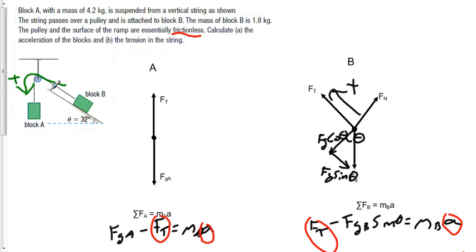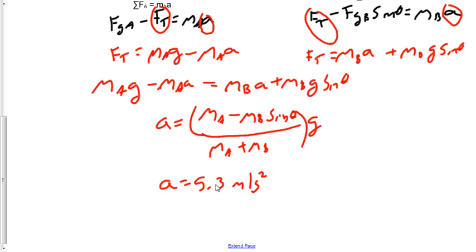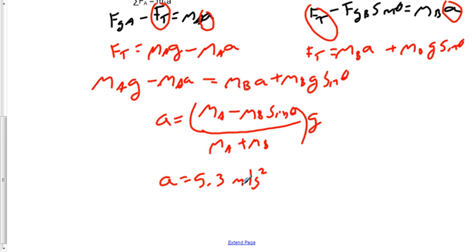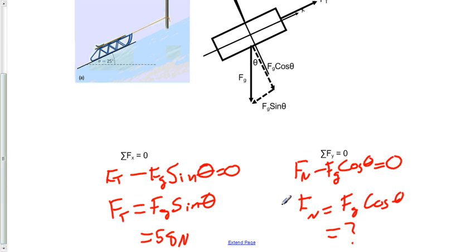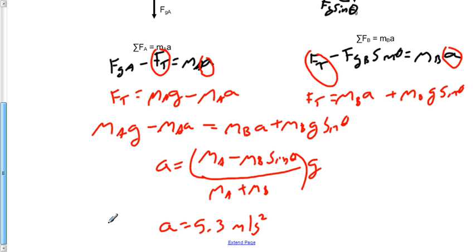Part B is to find the tension in the string. I think I've done enough here with you, so I'm going to leave that as an exercise. That'll be my second question in the little quiz here. The two questions I'm going to ask you are, first, what is the normal force in this situation? And the other question will be, what is the tension in the string in this example?